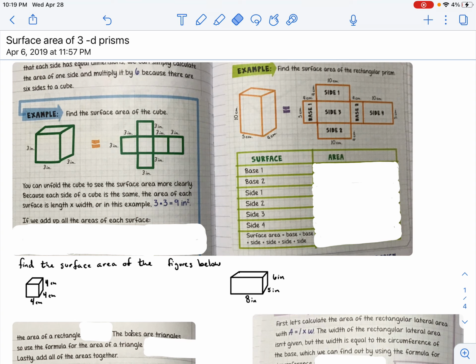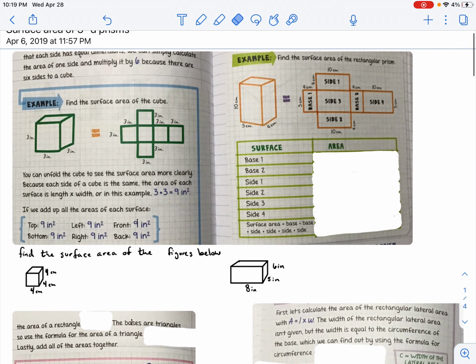So 9 times 6, that's going to give us 54. So it'd be 54 inches squared. Anytime you have a cube, it's just the surface area of one of the squares times 6. So we'll do this next one right here.